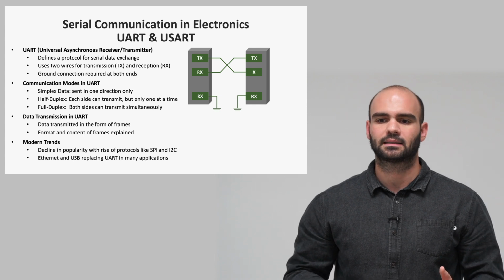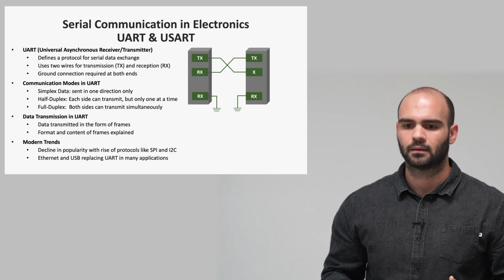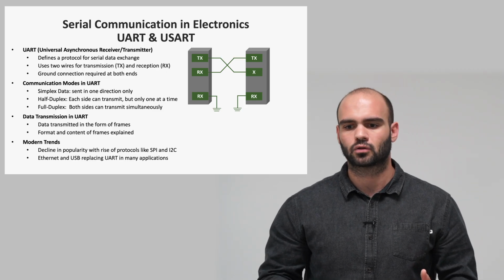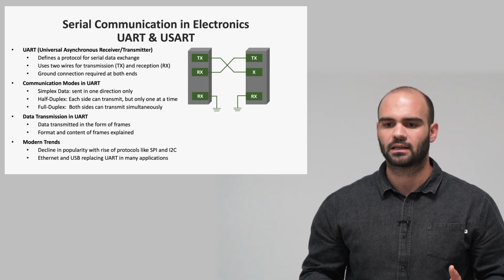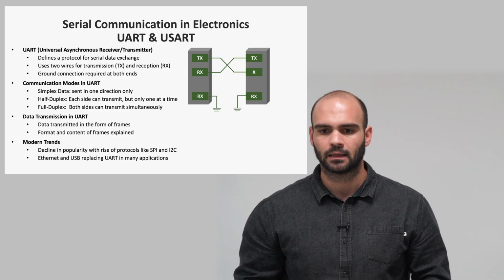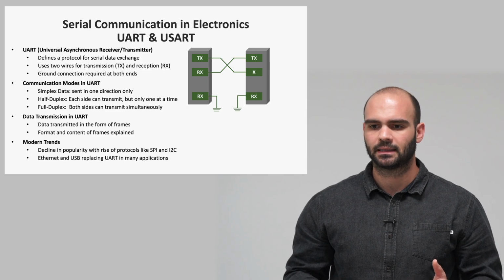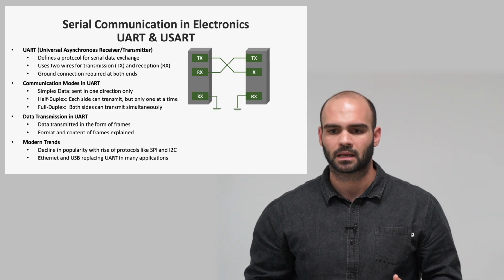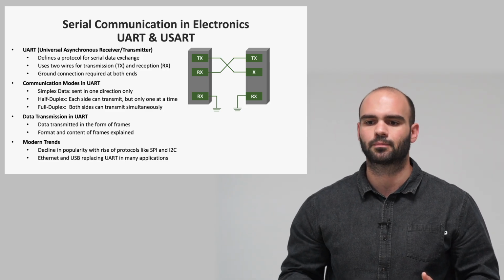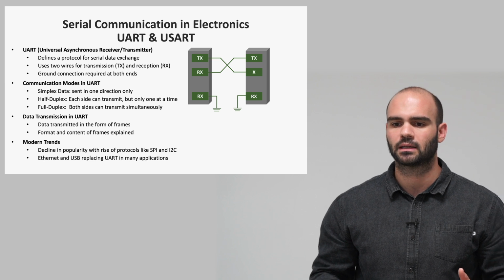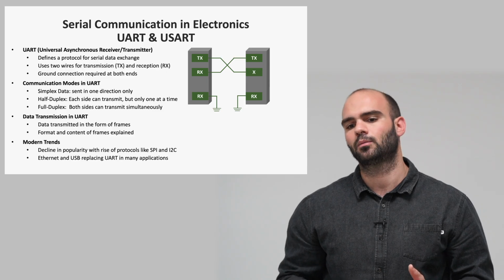In UART, data can be sent in different modes. Simplex means data goes only one way. Half duplex allows both sides to send but not at the same time. And full duplex allows both sides to send and receive simultaneously. Data in UART is sent in frames, which include start bits, data bits, parity, and stop bits. However, UART is slowly being replaced in many modern systems by faster and more efficient protocols like SPI, I2C, Ethernet, and USB. Though it's still widely used for basic and reliable serial communication.